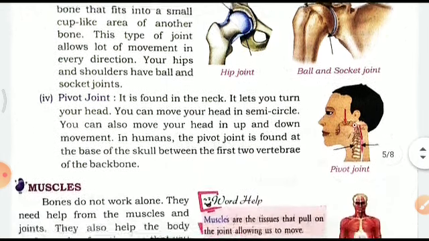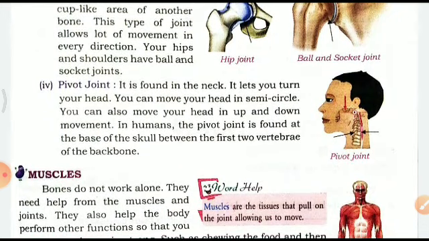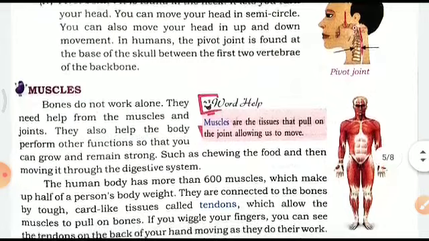And next is the pivot joint. It is found in the neck. It lets you turn your head. You can move your head in a semicircle. You can also move your head up and down. In humans, the pivot joint is found at the base of the skull between the first two vertebrae of the backbone. And now we come to muscles.